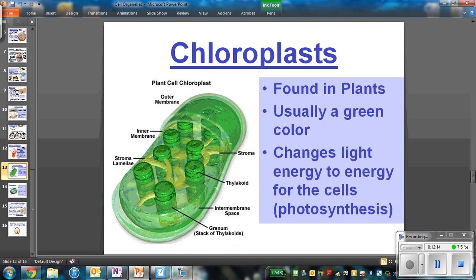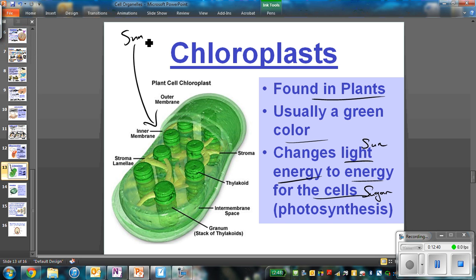Next one here is going to be the chloroplast. The chloroplast is only found in plants. They're usually green because they are absorbing all other colors of light and reflecting green light. The one you see is green. What they're able to do is change light energy, which is the sun, into energy for cells, which is sugar. So think about that. These organelles take in sunlight and water, and then these organelles pump out sugar and oxygen. So, pretty remarkable organelles. Without them, we could not survive.